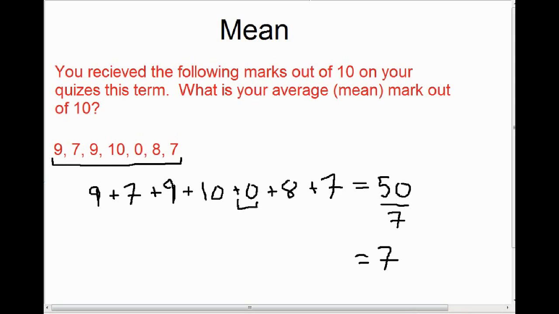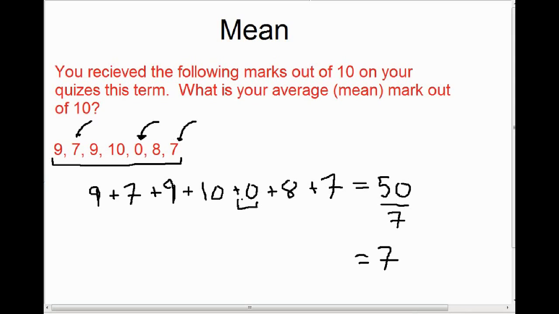did pretty well most of the time. I mean, other than the 0. I mean, the 0, that's not doing very well. But other than the 0, your lowest mark was a 7, and you got a 7 a couple of times, but you also got an 8, a 9 a couple of times, and perfect once.